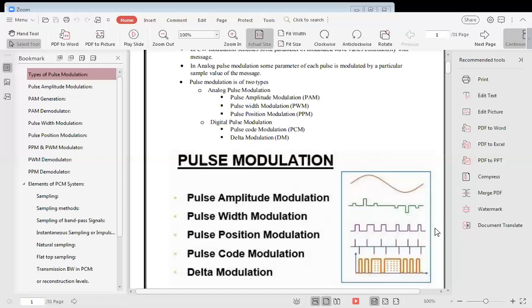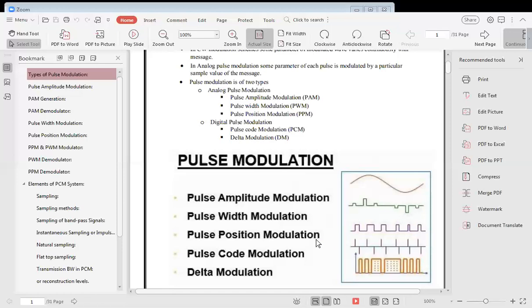This is the PAM, pulse amplitude modulation. This is the pulse width modulation. Here the pulse width, in the x direction, is varied in accordance with the instantaneous value of the message signal. So the pulse width is high as the amplitude of the message is high, and the pulse width is minimum as the amplitude is minimum. So the width of the pulse is actually carrying the information about the message.